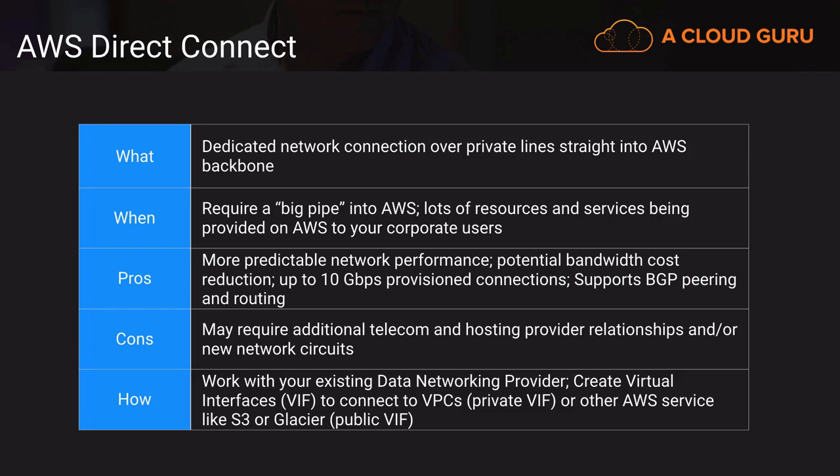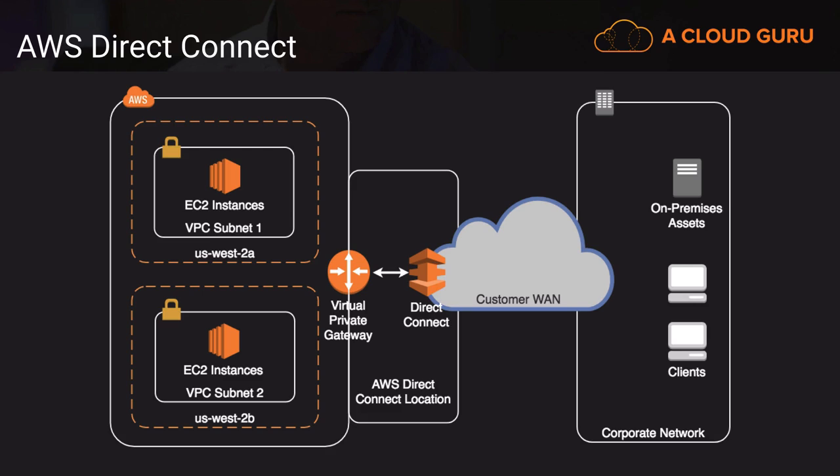Setting up Direct Connect is not something you do overnight. It usually takes some time. You're usually working with your data networking provider. Then once you have your network physically connected, you can create virtual interfaces and connect those to your VPCs, as in a private VIF, or you can connect it to other AWS public services. That's known as a public VIF. Here's what that architecture would look like.